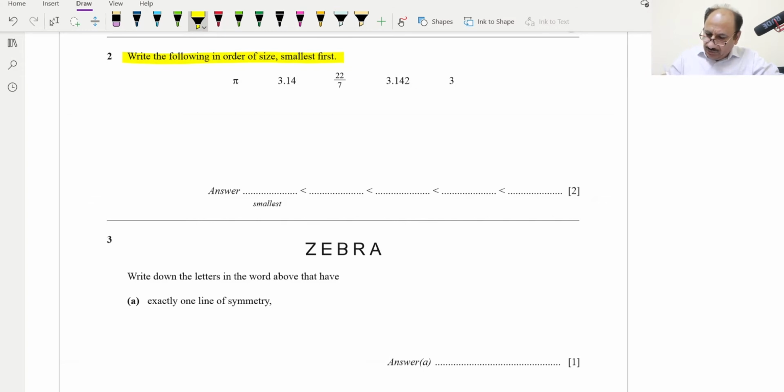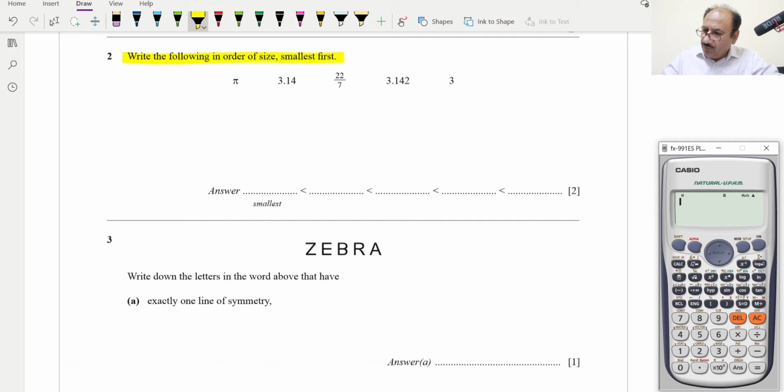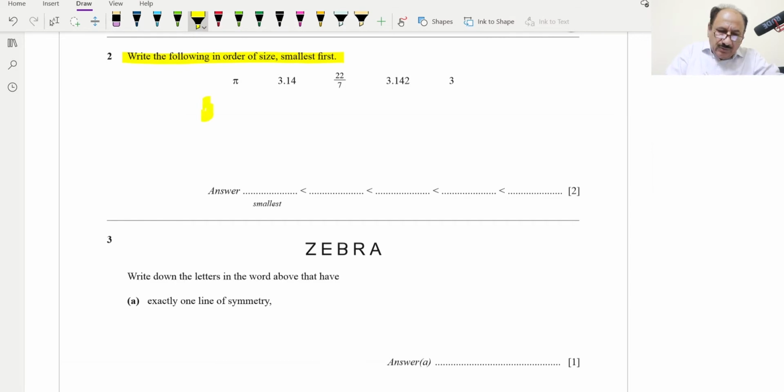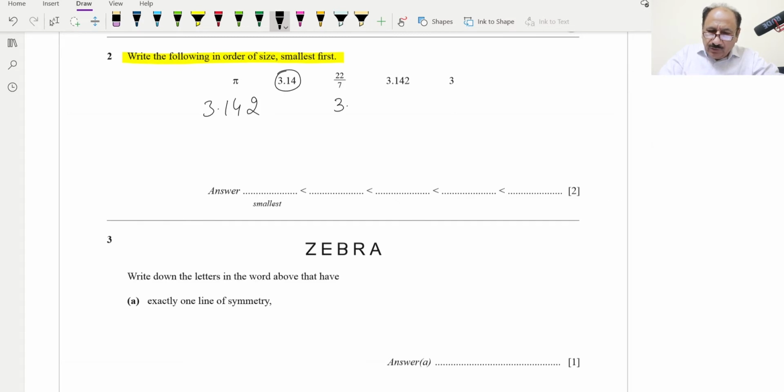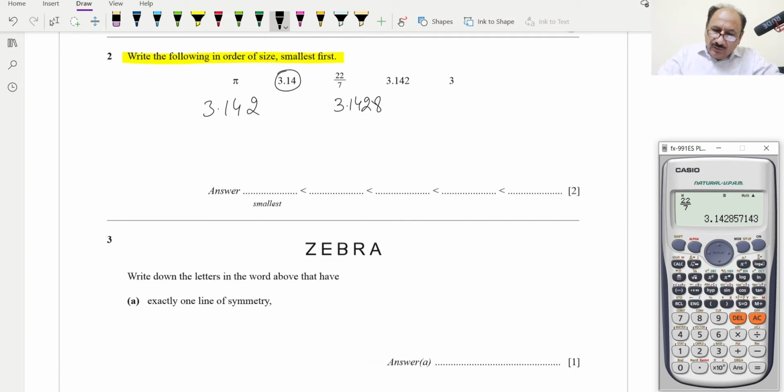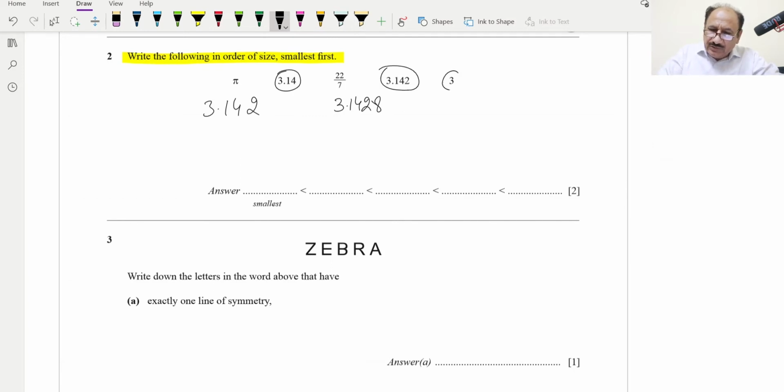Now question number 2, write the following in order of size, smallest first. So we will write the numbers in decimal format. For example, pi in decimal value will be 3.142. This one is already in decimal form, and 22 over 7 will be equal to 3.1428. And this one is already in decimal, and this is 3.